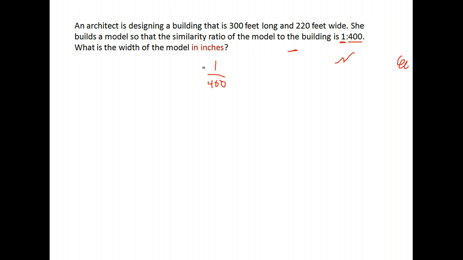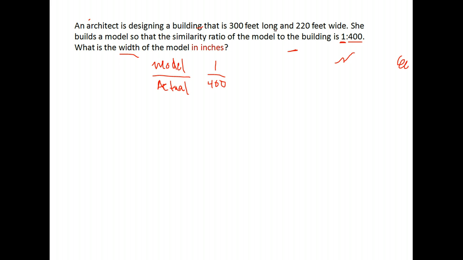Again, the top number is the model, and the bottom is the actual building. So this time they gave us a ratio to start with. Now let's see, what did they want? They want to know what the width of the model is going to be. So let's take a look.